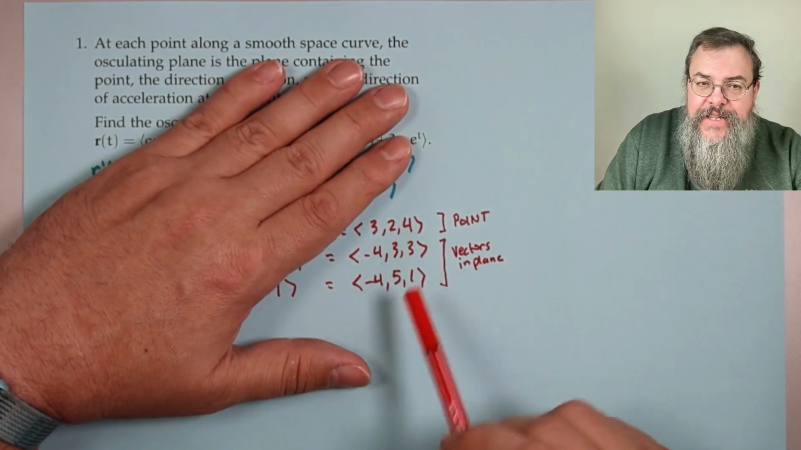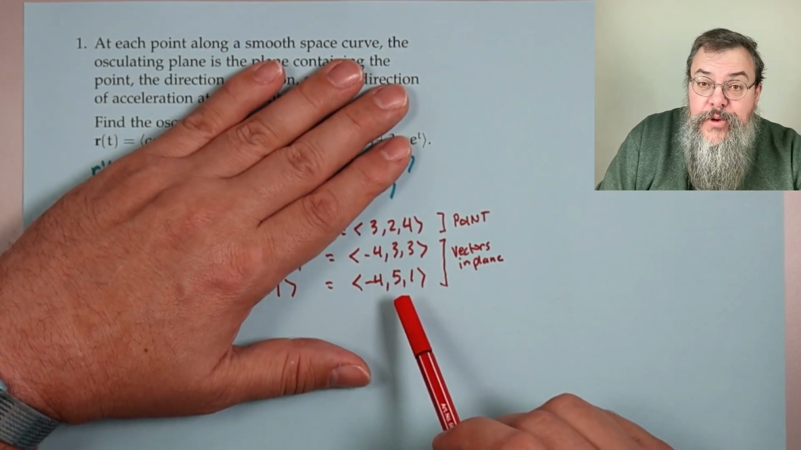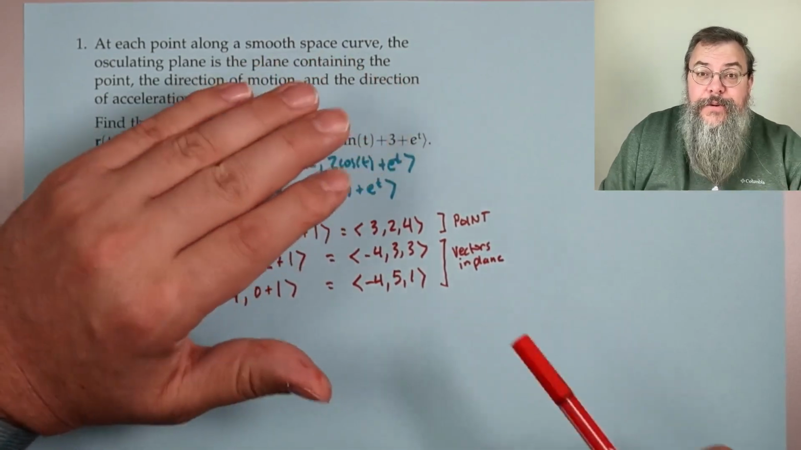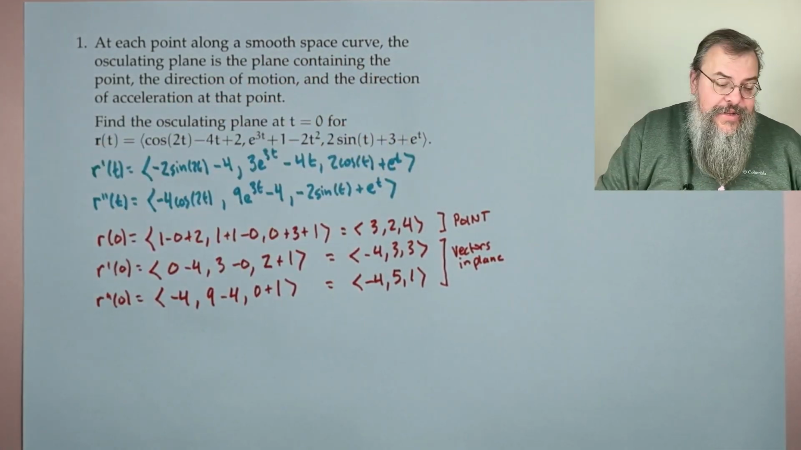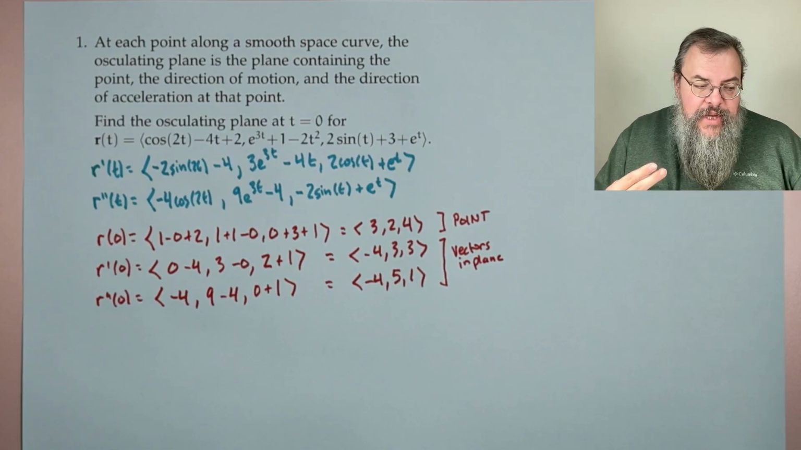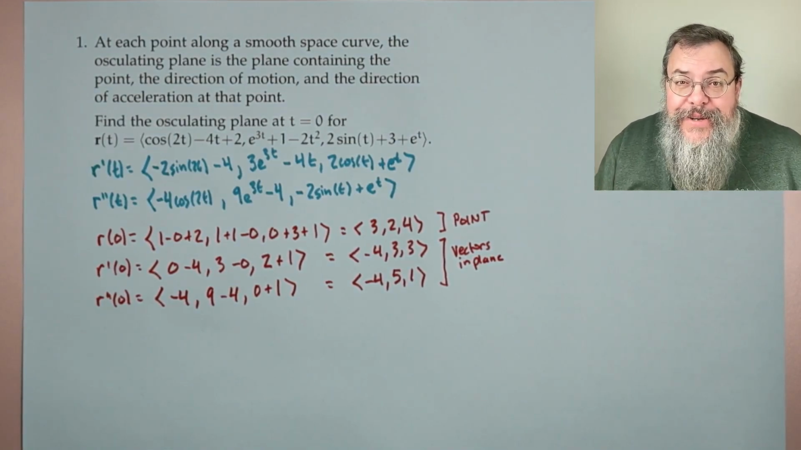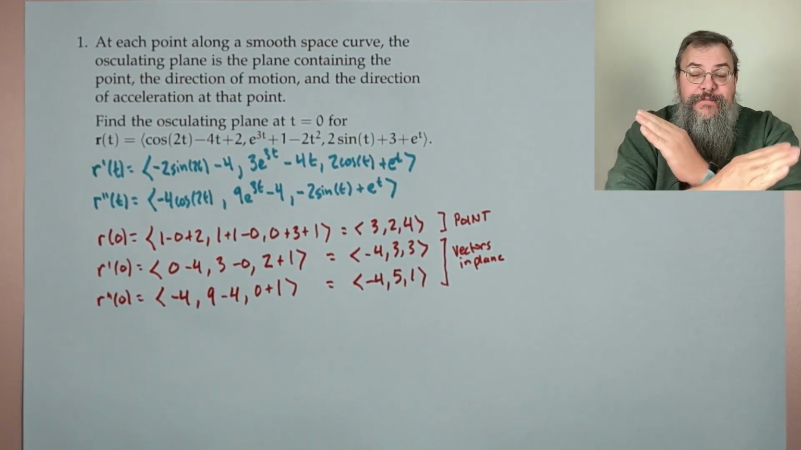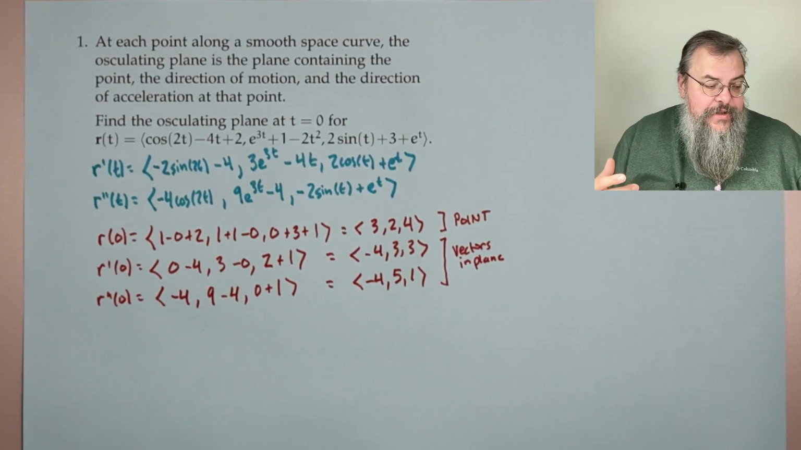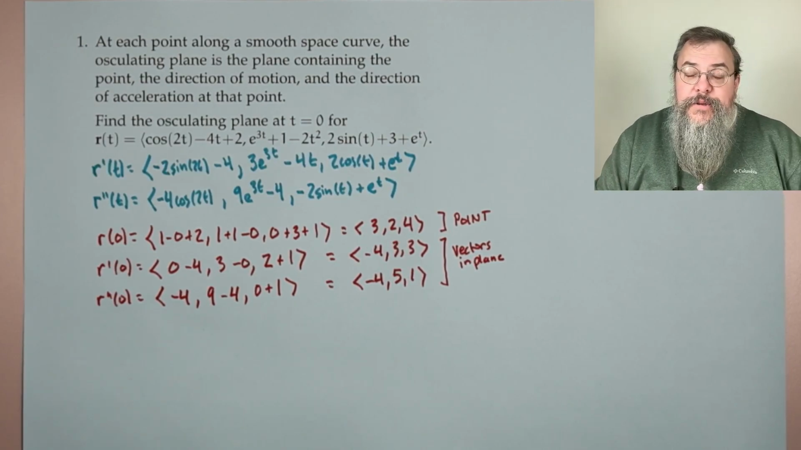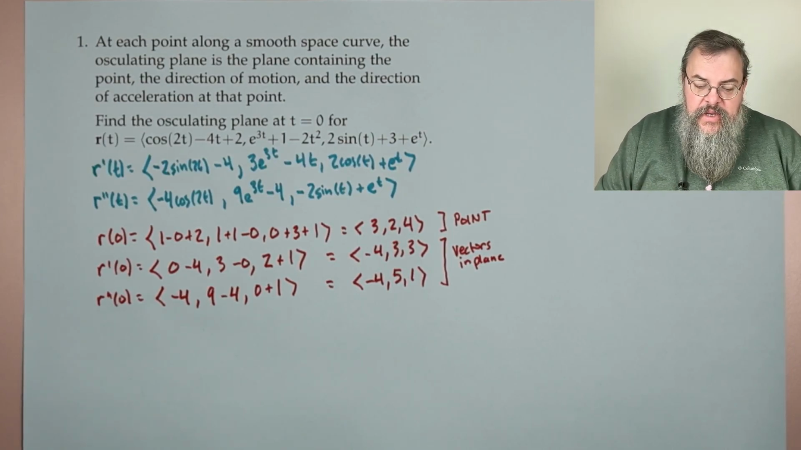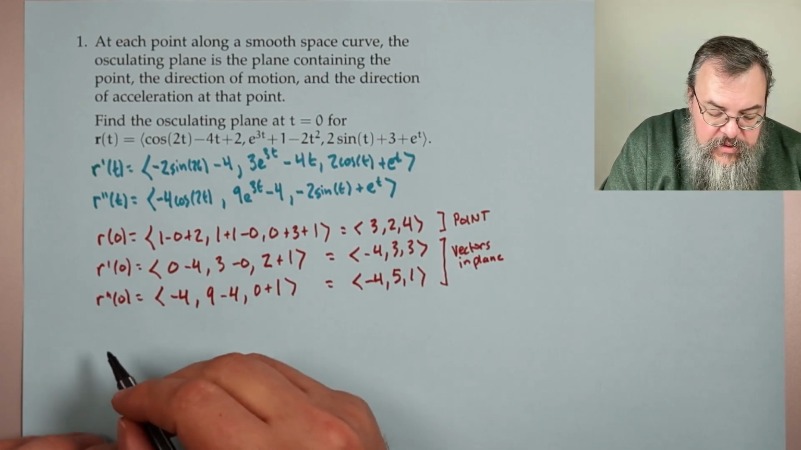We have a point, and two vectors in the plane. So what do we do? Well, we need our normal, and if we have two vectors in the plane, then we have a way to make a normal. We're going to cross them. We're going to take their cross product, and that will give us something which is perpendicular to both of them. All right, so let's do that.